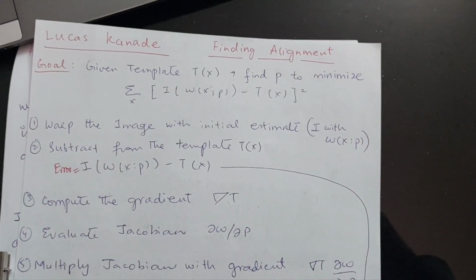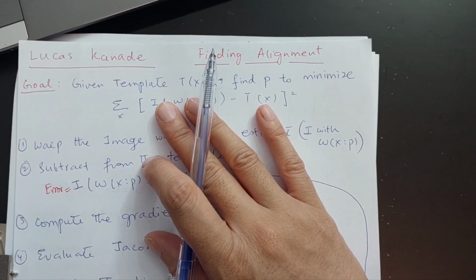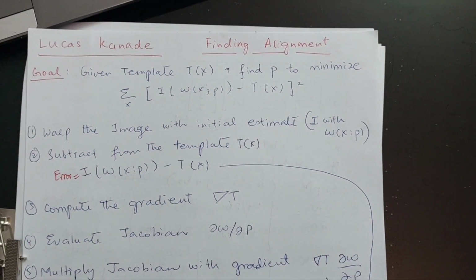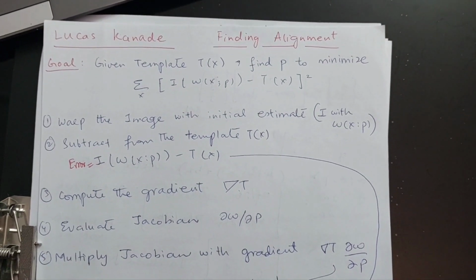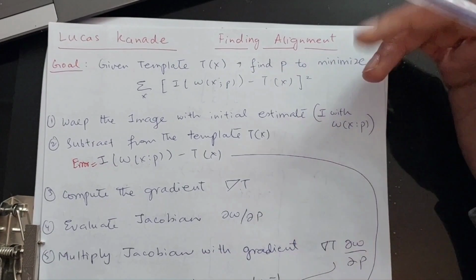So this is how we can do the Lucas-Kanade tracking, and this is the procedure of finding alignment in Lucas-Kanade. I hope you understand the explanation of how we find delta p and what all steps are involved.